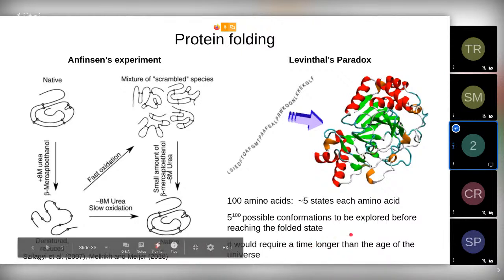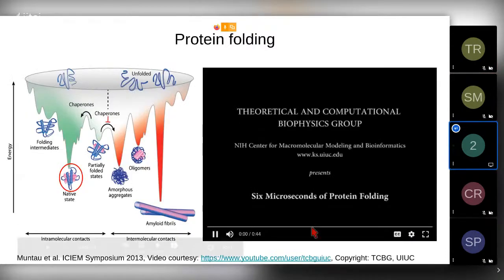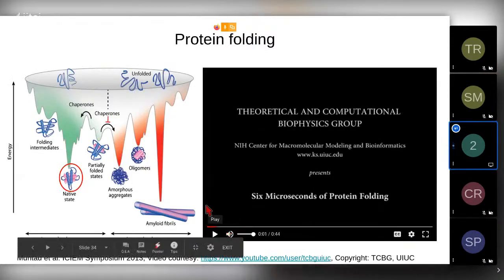Because if all the possibilities are equally probable, then you have to go through all of them before we can find that which is the actual correct state. But if biological systems tried doing that, it would require a time longer than the age of the universe to fold a protein, which is not true, because otherwise we would not be living our life like that. So how does it take place actually?